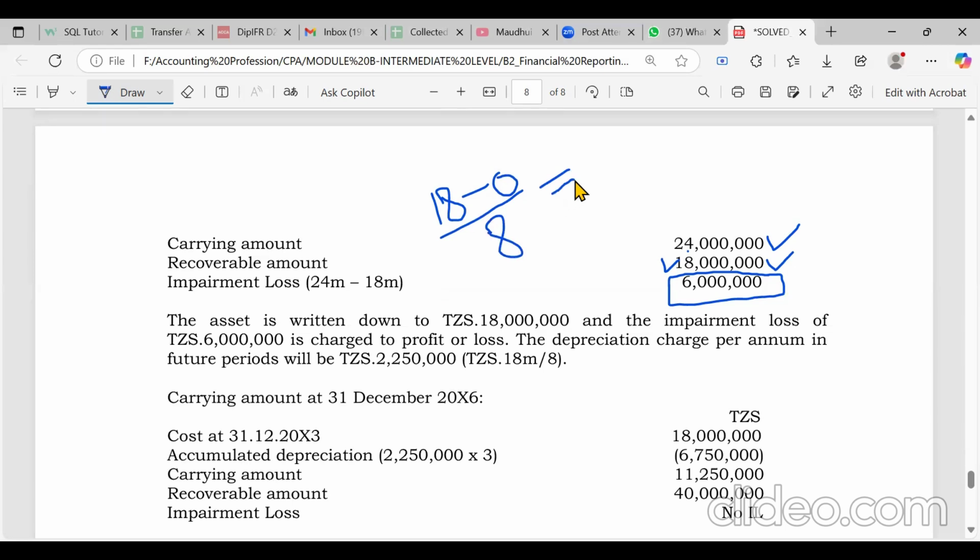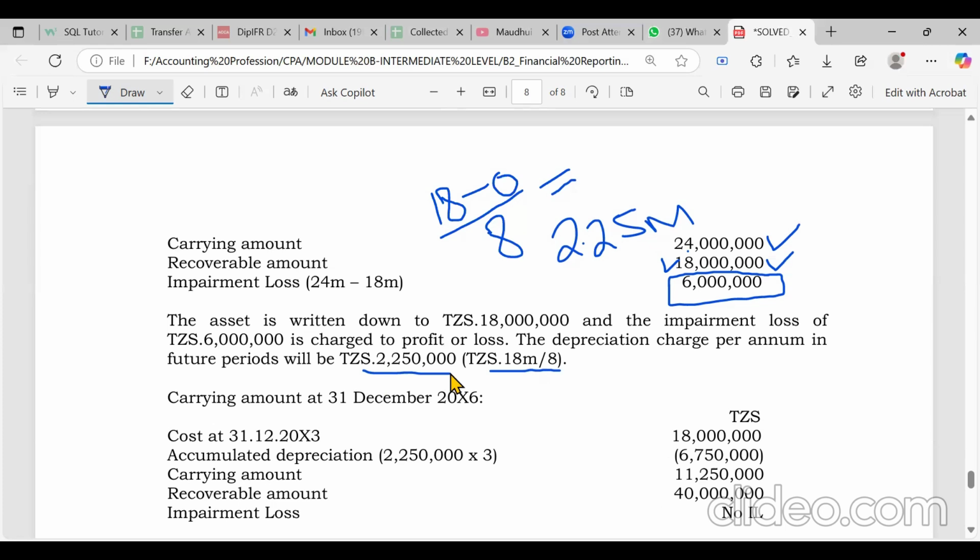We get 9 over 4, 9 million and a quarter. 9 over 4 is 2 and a quarter, so it's 2.25 million. Okay, this is the depreciation here. You can see 18 million over 8. We have this depreciation.